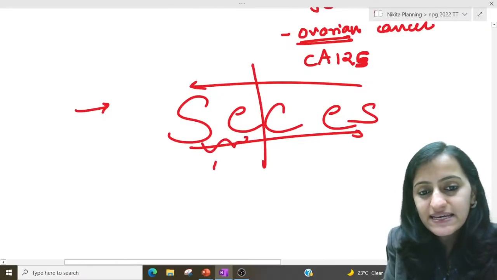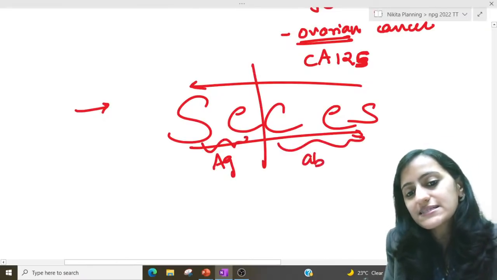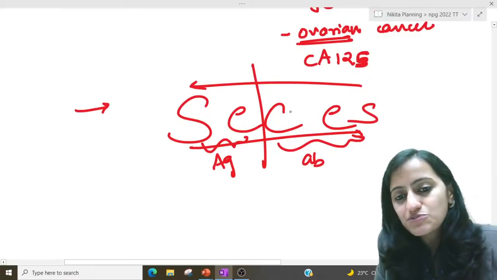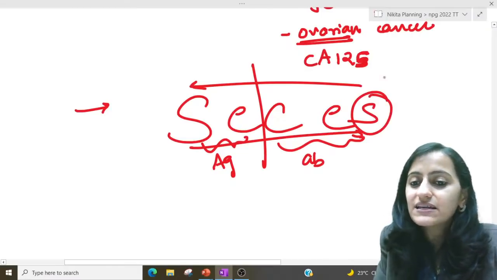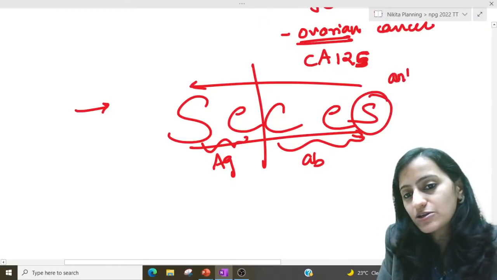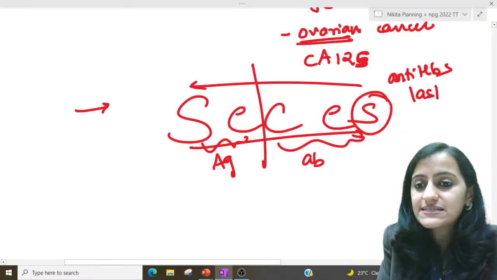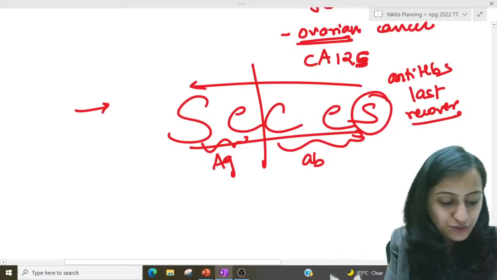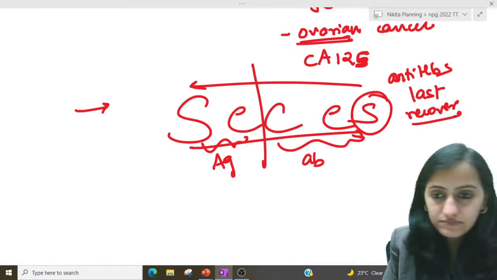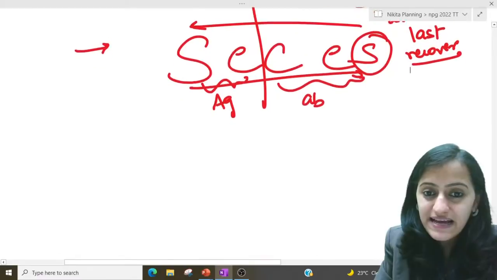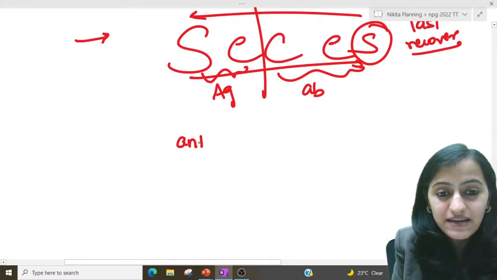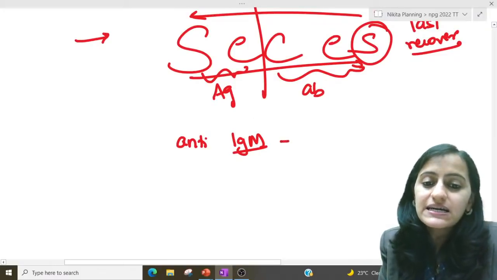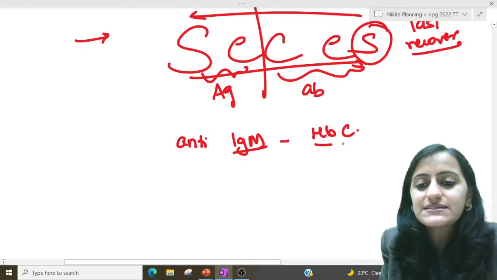S and E are the antigens. From here starts the antibody. So we have HBS antigen, HBE antigen, anti-HBC, anti-HBE, and the last to come in the hepatitis B serology is anti-HBS. So that is the one which tells you that the patient is recovering. That is the last to come. And remember that, okay, IgM, of course, it is IgM, but against anti-HBC, right? The IgM is a type of immunoglobulin. IgM, IgG, against which antigen? Basically, it is against HBC.